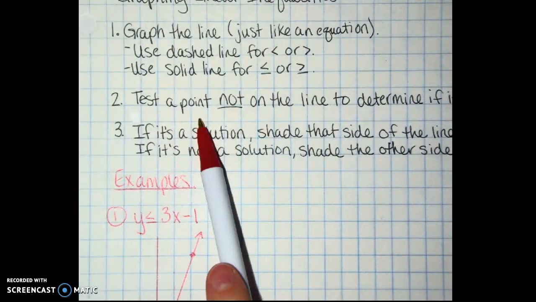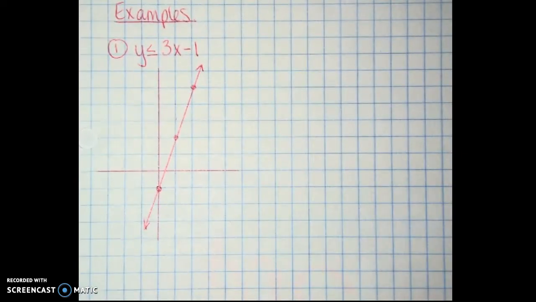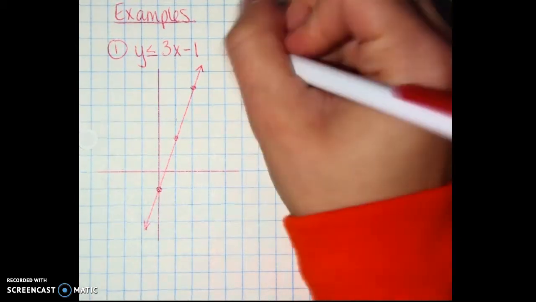Okay, so that was step 1. Step 2, I'm going to test a point. Now, the favorite one that I use is 0, 0. As long as my line doesn't go through 0, 0, I'm going to use it. So I'm going to use 0, 0.